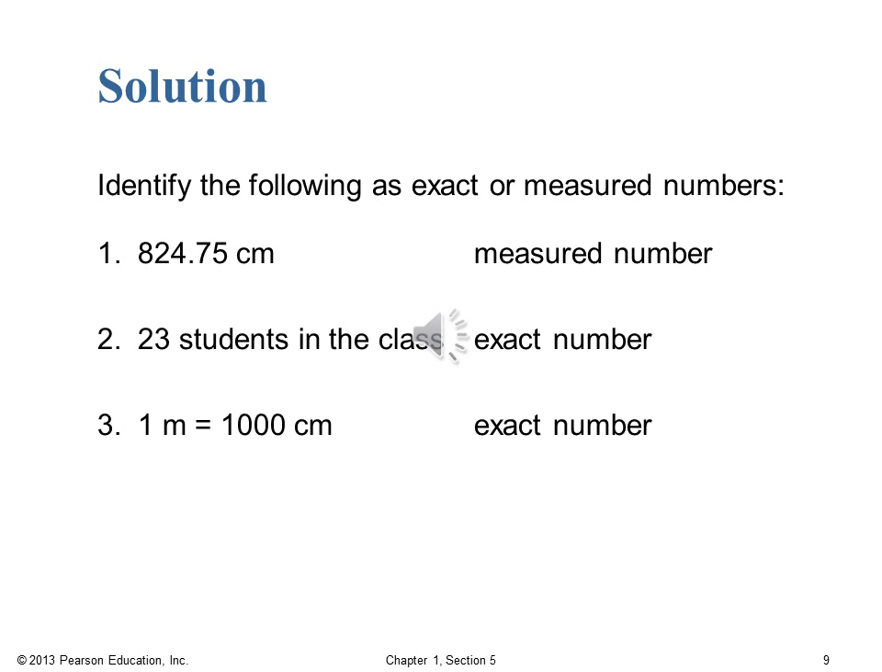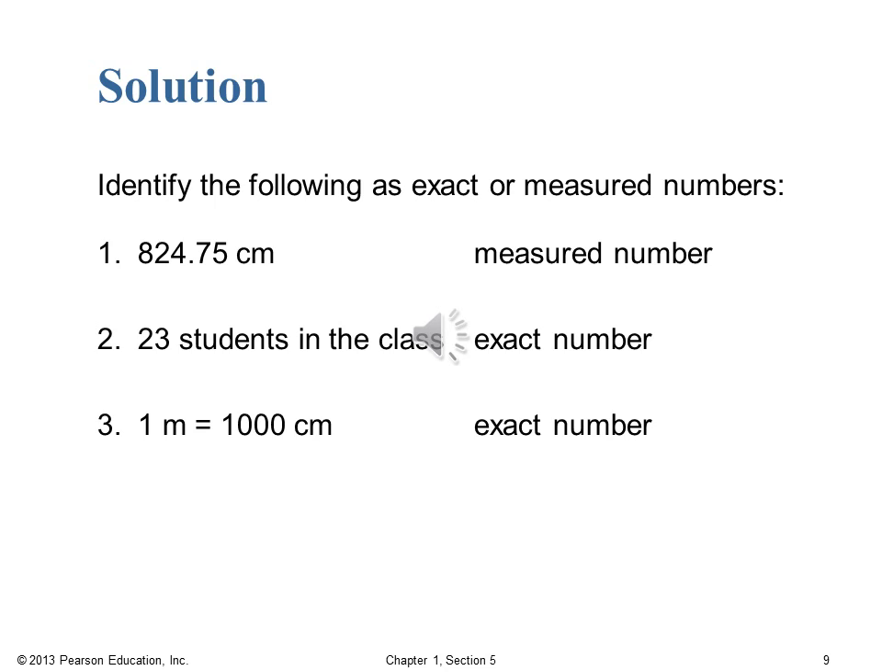Okay, so hopefully you were able to identify that number 1 there, the 824.75 centimeters, is a measured number that was determined probably by estimating to that hundredths place on a measuring device like a ruler. Number 2, 23 students in the class. That's an exact number, right? Hopefully, as instructors, we can count the number of students we have and not be off by any number. We get it exactly right all the time.